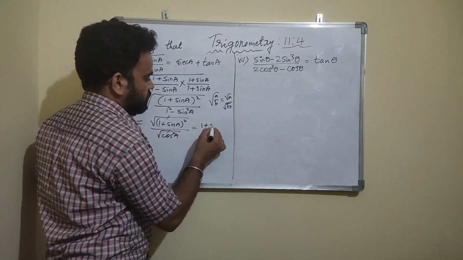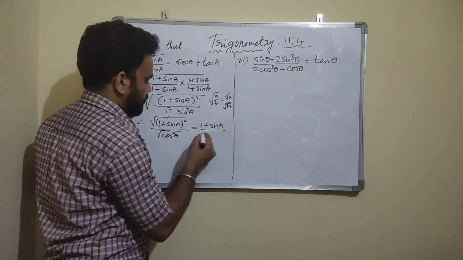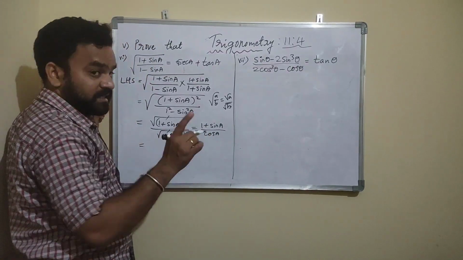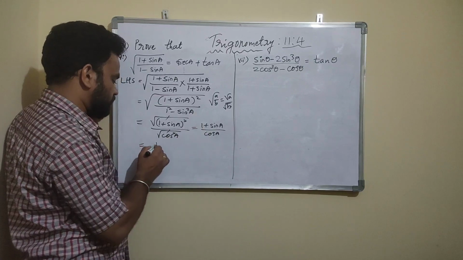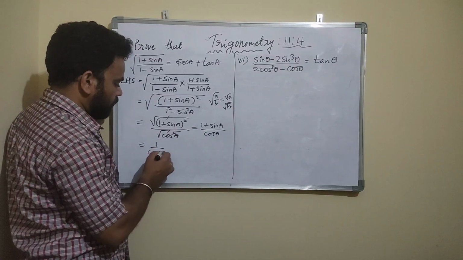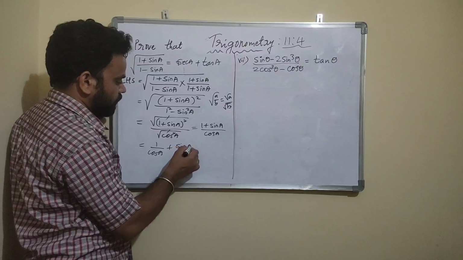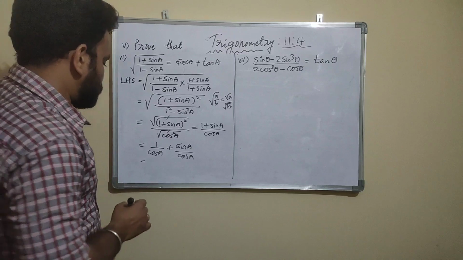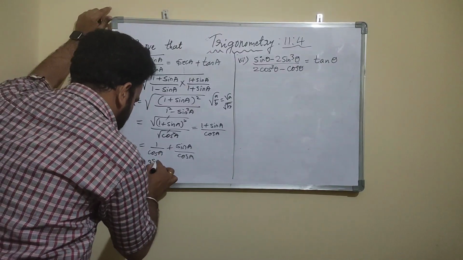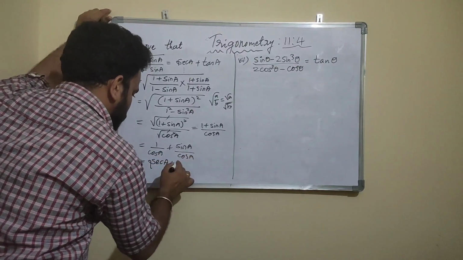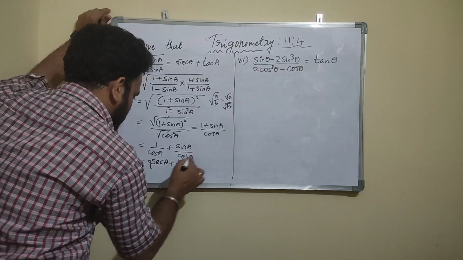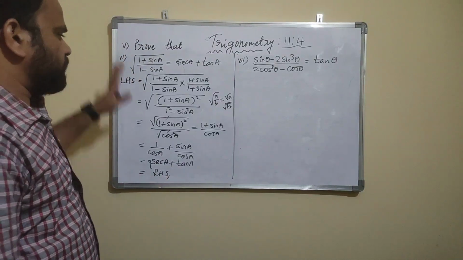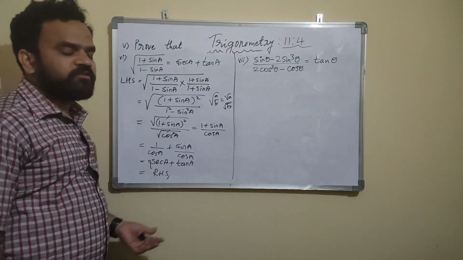See, 1 plus sin A divided by cos A. Now you divide it separately, as I told in the beginning. 1 by cos A, sin A by cos A. 1 by cos A plus sin A by cos A. Individually I will divide. Right? So now here 1 by cos A is sec A plus sin A by cos A is tan A, which is RHS. Am I clear? Nothing much difficulties there in this problem. This is short and sweet problem.